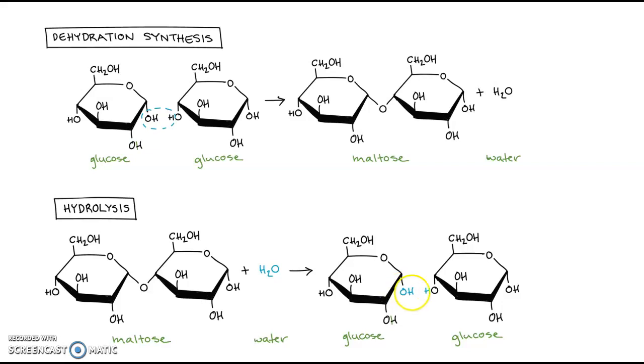So the dehydration synthesis reaction will add monomers together to create that chain, and the hydrolysis reaction will split them apart to again go back to our individual monomers, or the pieces that are the repeating subunits.